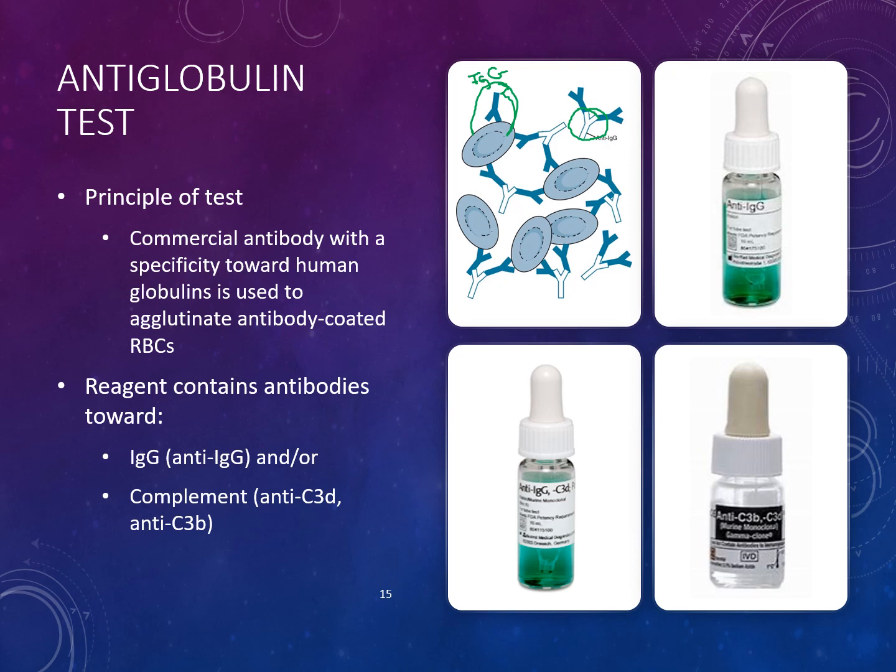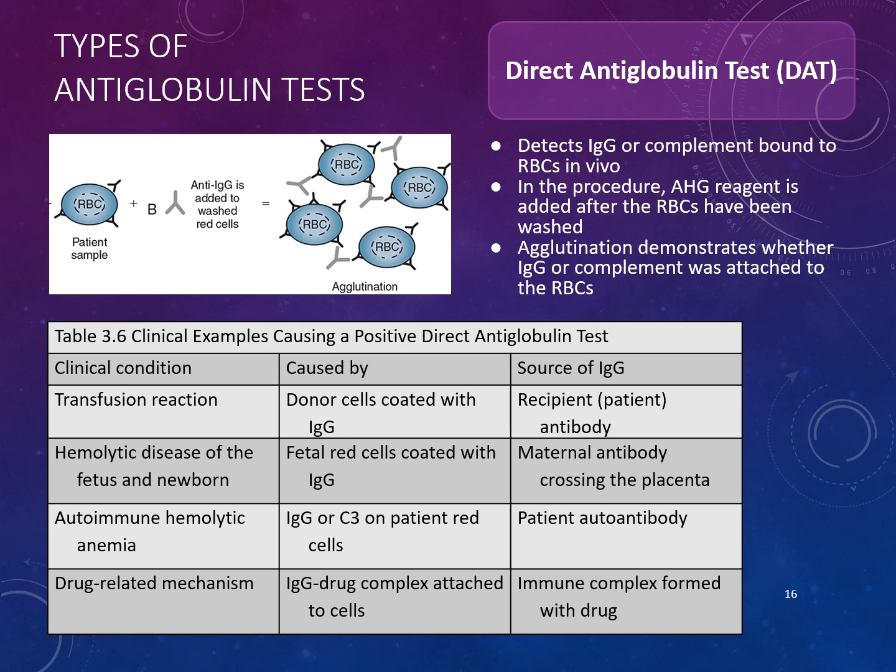Reagents that contain antibody towards these particular antibodies are going to include your IgG or anti-IgG, as well as complement, so anti-C3d or anti-C3b. There are two types of antiglobulin tests, direct and indirect.